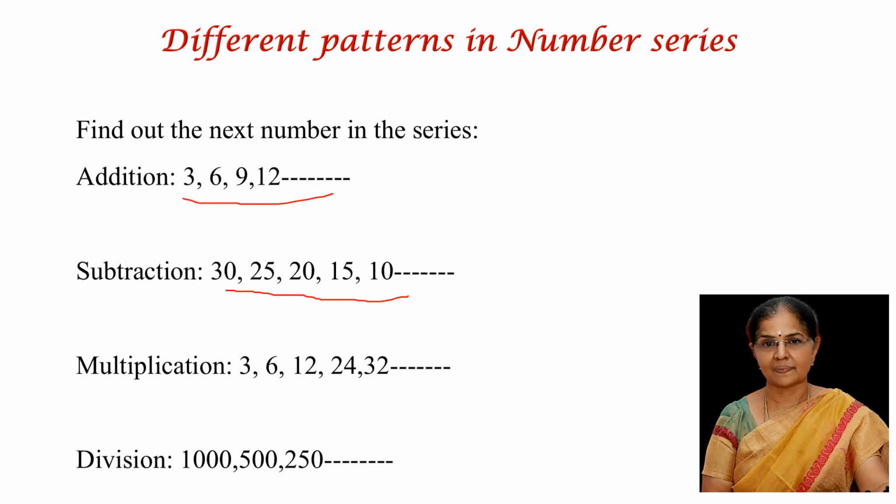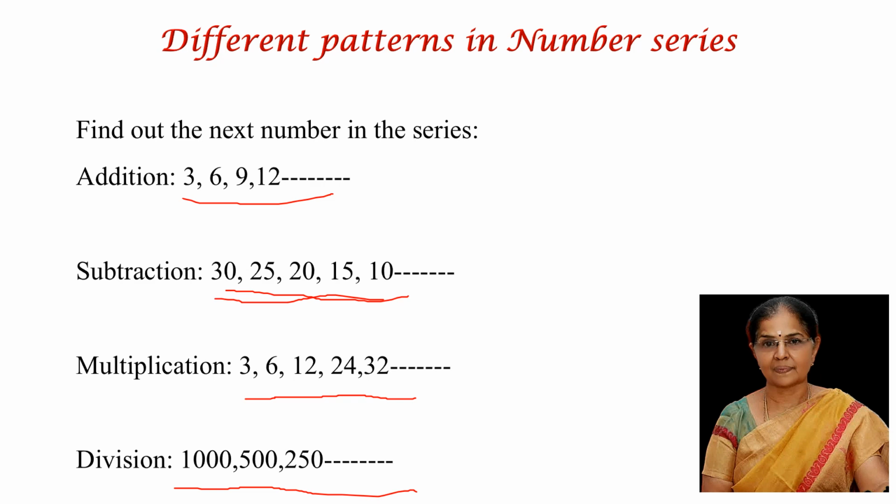And again, when the numbers increase, if they increase continuously very fast, that means it is multiplication. See here, 3, 6, 12, 24, 32. The increase is very fast, so that means it is multiplication. And here 3, 6, 9, 12, it is slow. So if the increase is slow, it is addition. The same way in the case of subtraction and division. If the decrease is very slow, it could be subtraction. And if the decrease is very fast, then it is division.